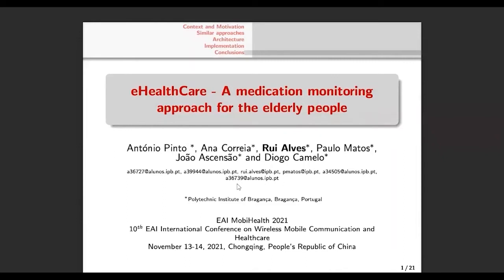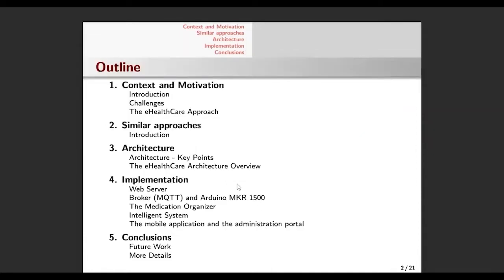And I will present the paper named eHealthCare, a medication monitoring approach for the elderly people. This presentation has 5 important points.